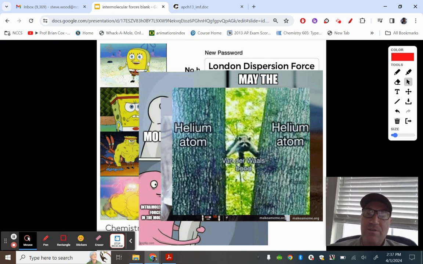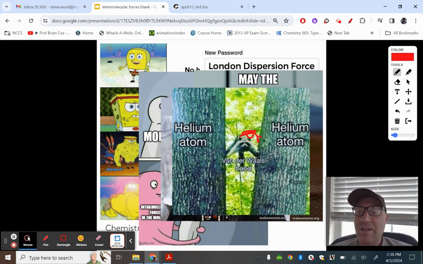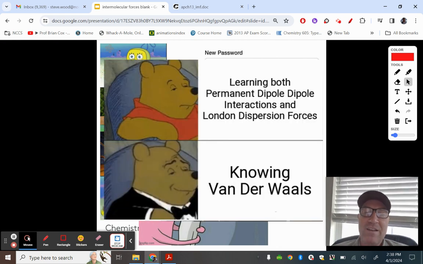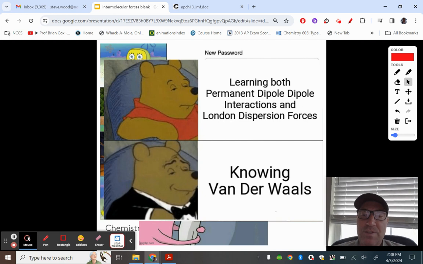Okay, I'm going to be honest. Helium is nonpolar. If you have two helium atoms, the force between them is going to be super duper weak. That's a van der Waals bond. And finally, learning both permanent dipole interactions and London dispersion forces, but knowing van der Waals, they accept van der Waals on the AP test.